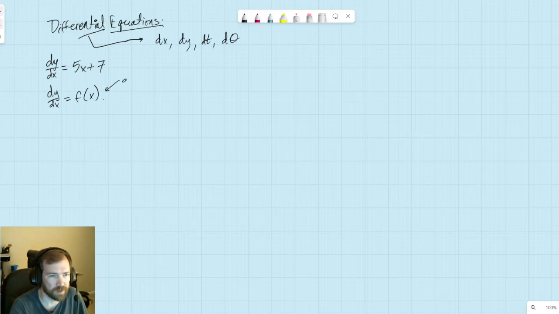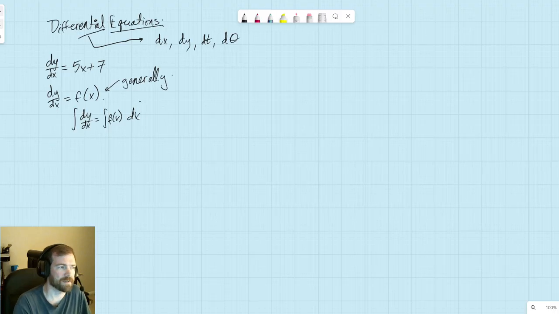All right, so very generally, the way to solve this is going to be to take the integral of your dy/dx and the integral of your f of x dx. Now this becomes an interesting problem. A, where did that come from? And B, why isn't that the same as over here?